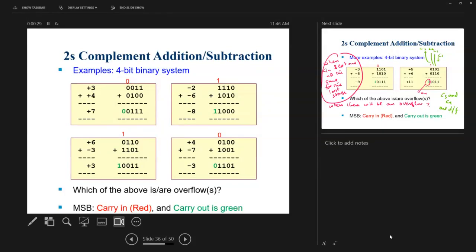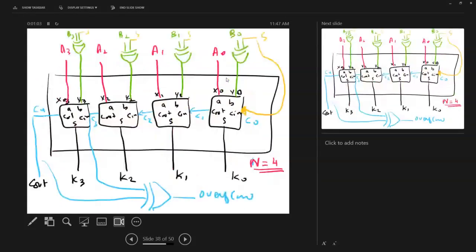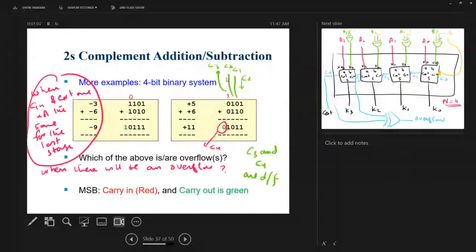No, please remember, this is also C in, but this is actually the C in from the last stage. So the red color shows me the C in from the last stage, and the green color shows me the C out. Got it or not got it? Got it. Okay. If they are the same, what does it mean? Is there any overflow or no? No overflow. So you can see there will be no overflow. Now if they are different, what does it mean? Overflow.